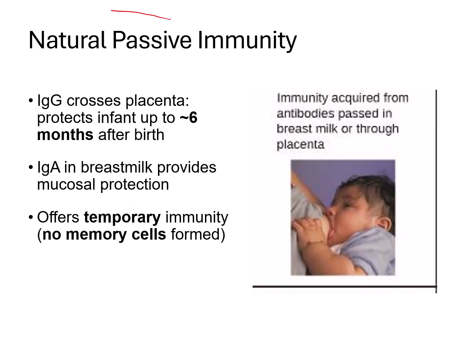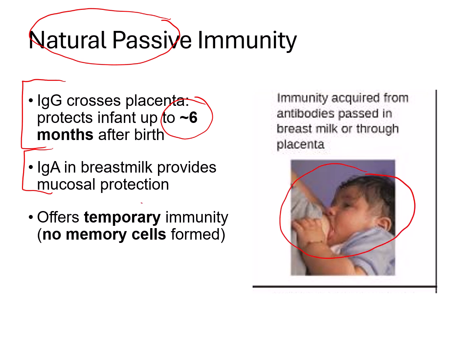In natural passive immunity, infants receive passive protection. IgG can cross the placenta and protect the fetus, but also can protect the infant up to around 6 months after birth. Infants can also receive IgA through breast milk, which protects mucosal surfaces. But this is temporary protection. When you're receiving antibodies, there are no memory cells being formed for future responses.